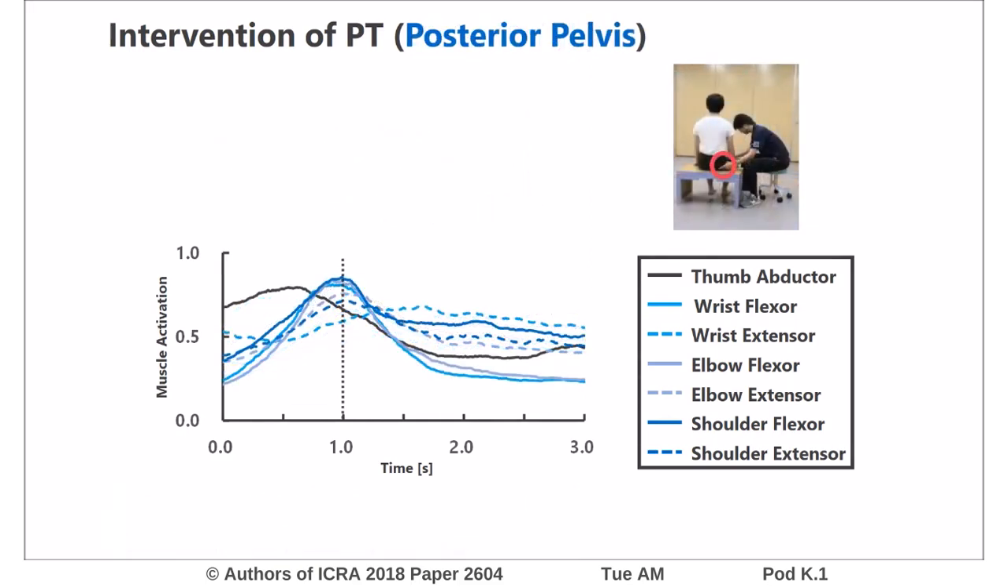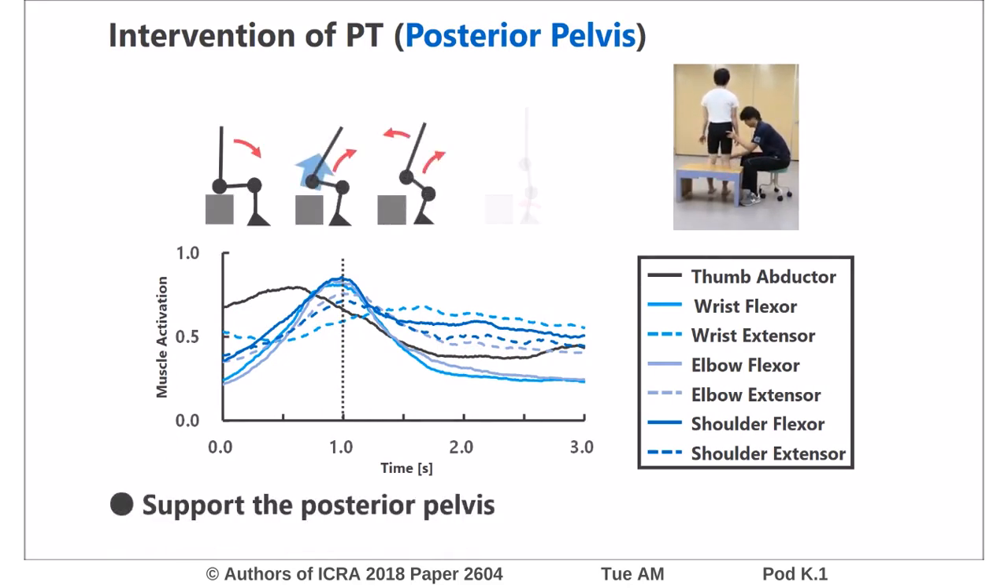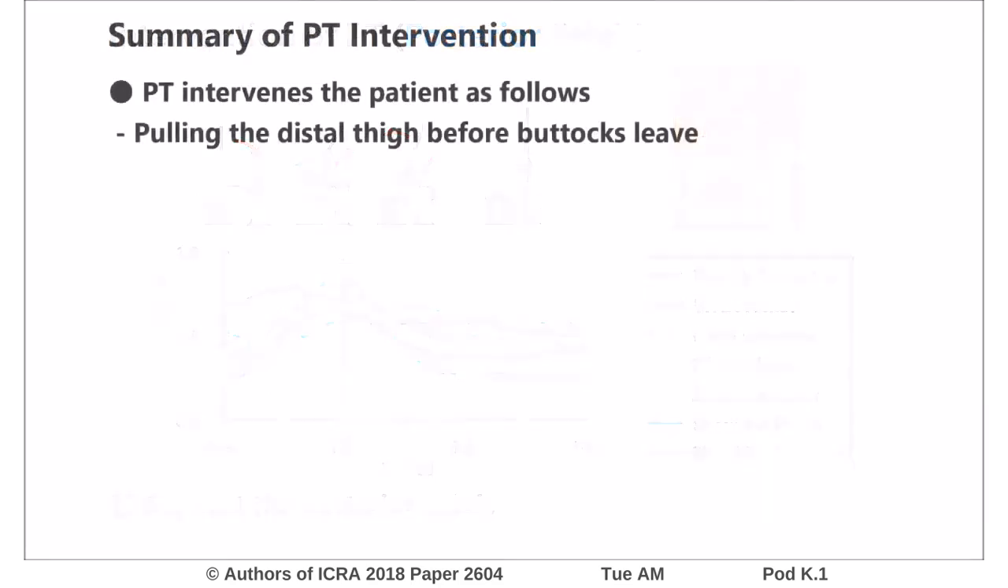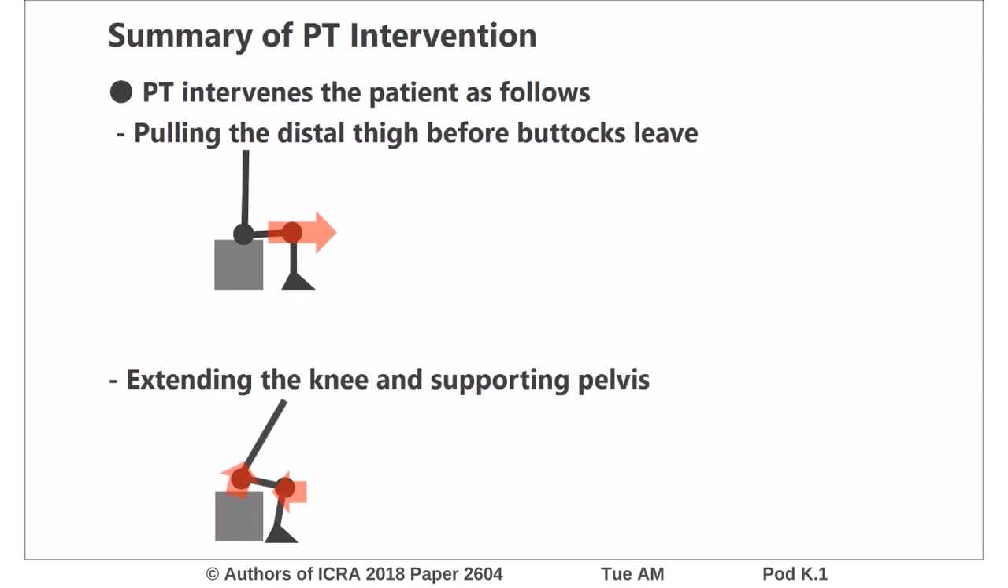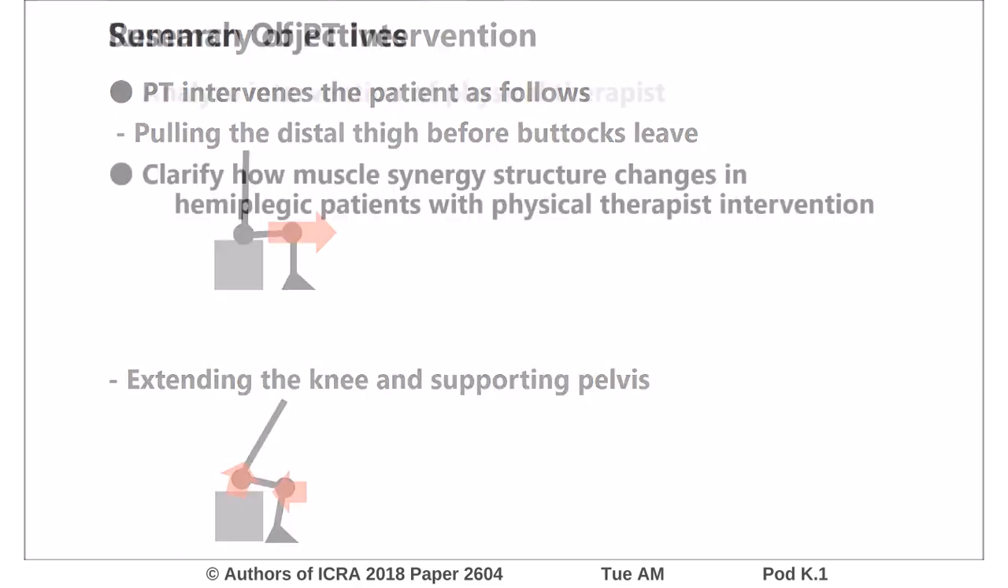This graph is muscle activity of the PT's arm that intervenes at the posterior pelvis. This shows that the PT supports the posterior pelvis. This is the summary of PT intervention. The PT first pulls the distal thigh before the buttocks leave, and second extends the knee and supports the pelvis.